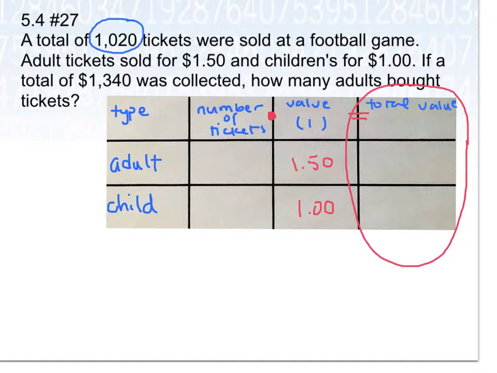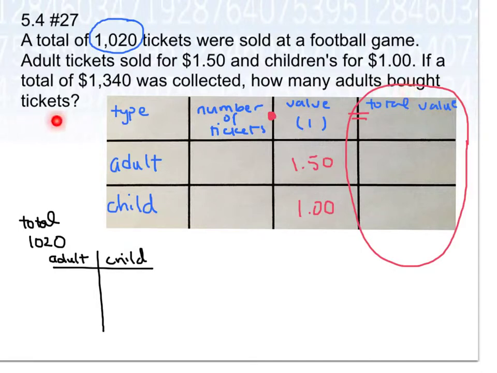If I know I have a total number of tickets as 1,020, I'll try to make a quick chart dealing with the number of adult tickets and the number of child tickets. They didn't specifically say how many adult or child tickets we have. I don't know if they're evenly split up, so I can't call them exactly the same variable. All I know is that the problem is asking for how many adults bought tickets. So maybe what I want to do is come up with something that I might understand.